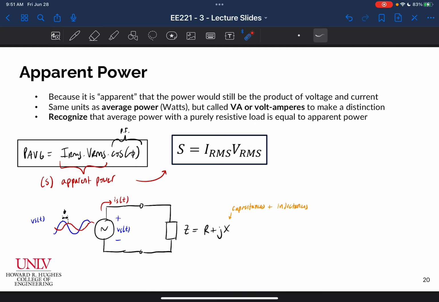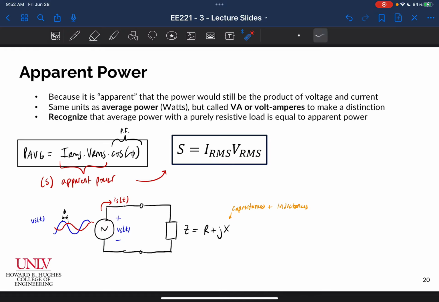That's the apparent power. And the reason it's called the apparent power is because it might be apparent to someone that the power should still be calculated as the product of the voltage and current, even in the presence of this phase shift. But that's not the case. Maybe this is a bad name. I don't know how you feel about it. But that's why it's called apparent power.